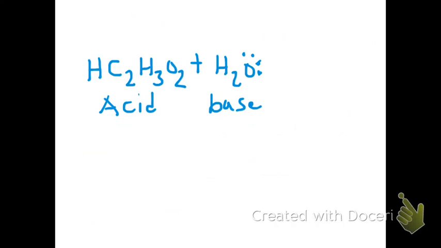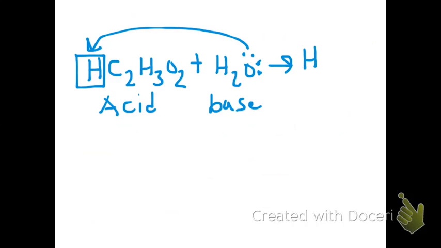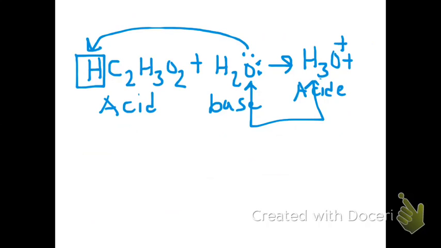So my base is going to attack my H plus, which is sitting right there. And the base now is going to grab hold of that and become a hydronium ion. And the hydronium ion now becomes my acid. Right? So we have our conjugated acid-base pair. Again, the base becomes the acid, and my acid now becomes the base because it's going to form C2H3.